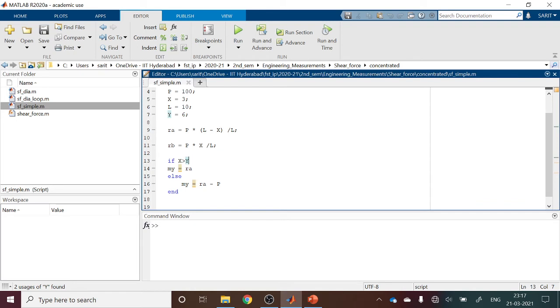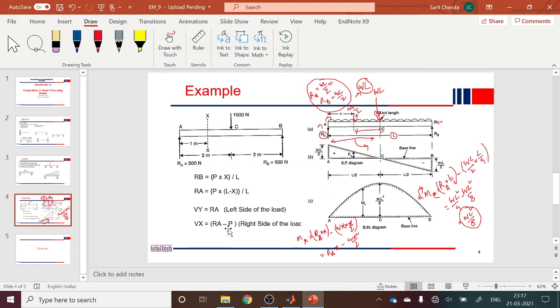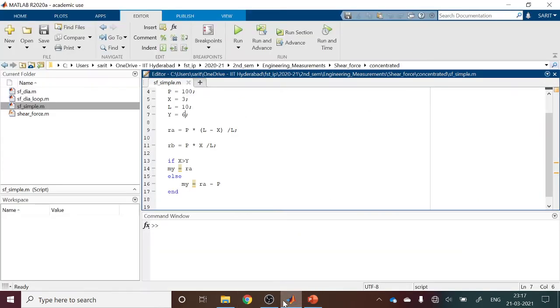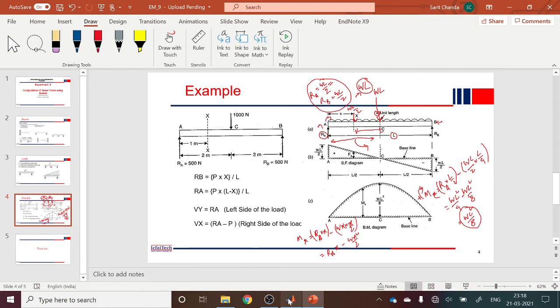So if X is greater than Y, what is X? X is where the load is acting. The load is acting at 3 meter from the left hand side support, and Y is where we are finding the shear force. So obviously Y is higher, right? That means the formula used for our problem is the one for the right side of the load. The section is on the right side of the load. If X, the load position, is greater than Y, then we have this equation, and in all other cases it will be Ra minus P. The same thing I have written in the slide is written here also.